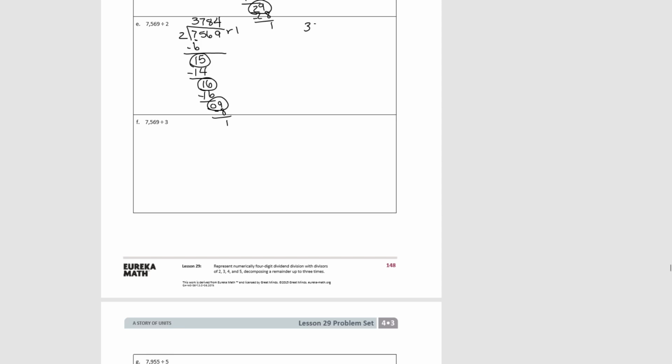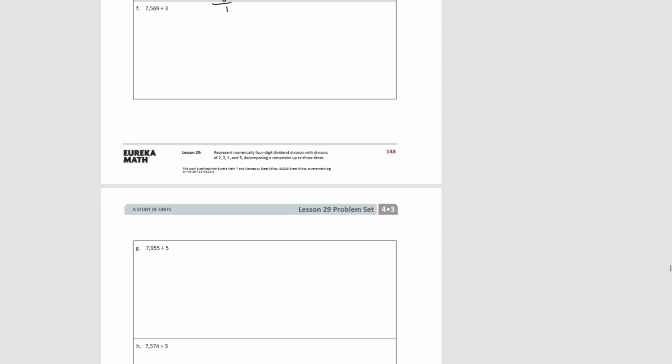Checking with multiplication and addition, we're going to multiply the quotient times the divisor. 15. 7 plus 1 is 7,569, and we match. Okay, stop the video and try F.